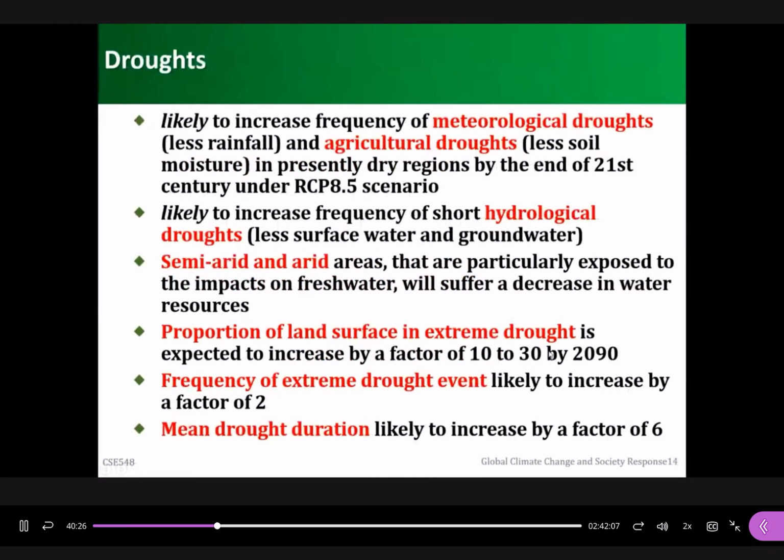So here are just some descriptive sentences for the impacts of the floods. Here is some information about the drought. So here it divides the droughts into meteorological droughts and agricultural droughts. Meteorological droughts usually indicate less rainfall, and agricultural droughts are about less soil moisture. And it will likely increase the frequency of hydrological droughts. So it means there will be more drought events.